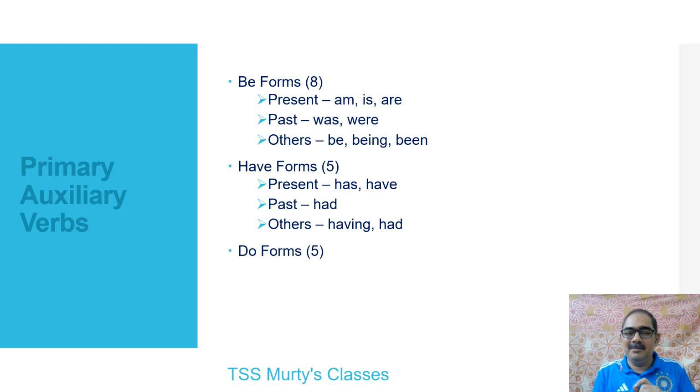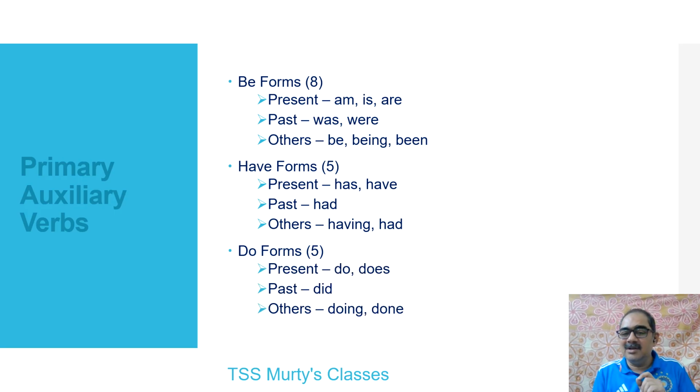The third verb here is do. This also has 5 forms. The present tense, the past tense, and the other forms. Now, the question that comes up here is, you said 11 verbs, but 8 plus 5 plus 5 is 18. Well, I said finite forms there. Finite means, let's recall, a verb with clear-cut tense.